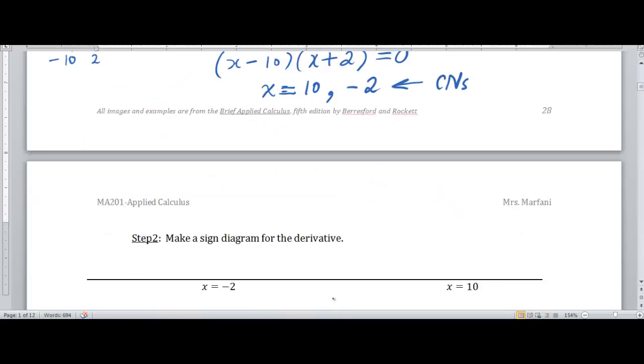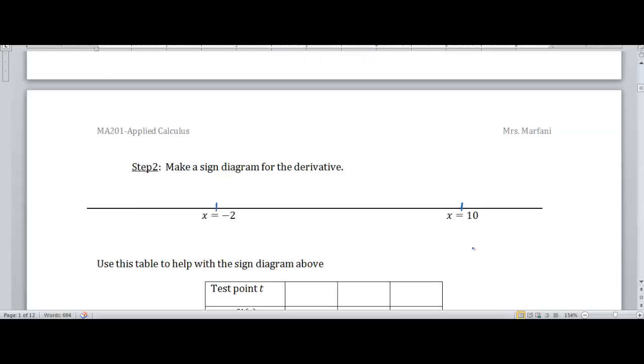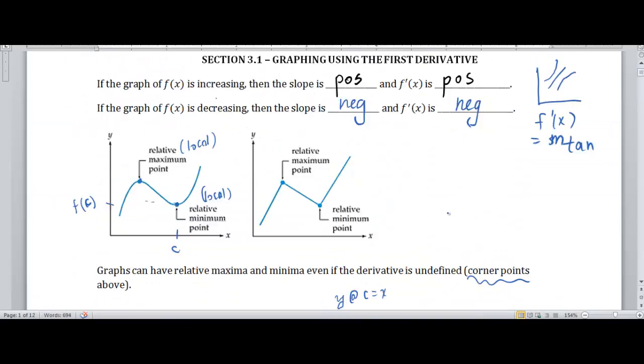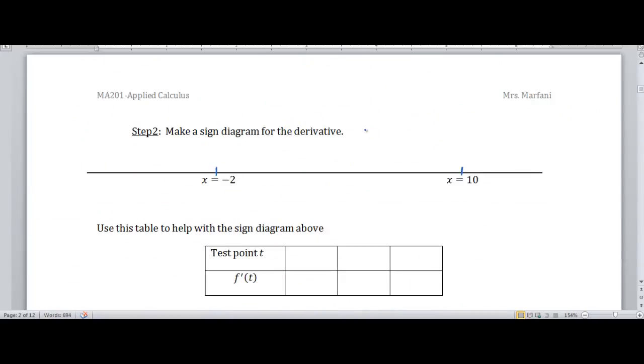Second step is to make a sign diagram. So you make a number line, and here is my first critical number, here's my second critical number, 10 and negative 2. And we want to find out where the original function is increasing, decreasing. Remember, if it's increasing, the derivative is positive. If it's decreasing, the derivative is negative. So we want to make a sign diagram for the first derivative. So what you're going to do is pick a test point. I want to pick a test point below negative 2, and let's say I pick negative 3.